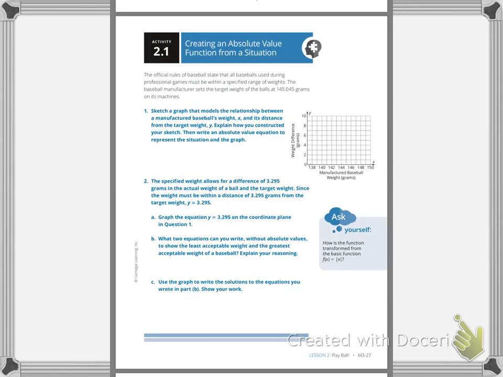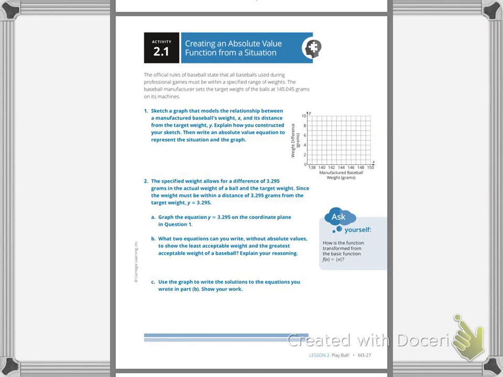All right, so the official rules of baseball state that all baseballs used during professional games must be within a specified range of weights. The baseball manufacturer sets the target weight of the baseballs at 145.045 grams on its machine. So it says sketch a graph that models the relationship between the manufactured baseball's weight, x, and its distance from the target weight, y. Explain how you constructed your sketch, then write an absolute value equation to represent the situation and the graph.